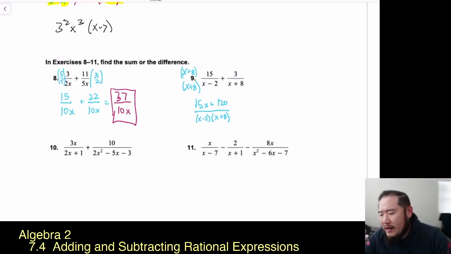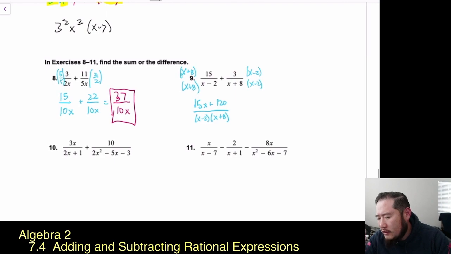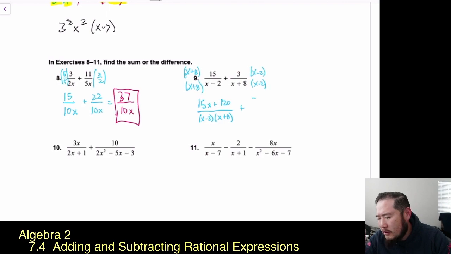Let's take a look at our right fraction, the 3 over x plus 8. Multiply top and bottom with x minus 2. And so right there, I'm going to distribute that 3. I've got 3x minus 6 over x minus 2 and x plus 8. So I've got common denominators. So now let's go ahead and simplify things by adding things together. My denominator will be x minus 2 times x plus 8. Okay, that will stay the same.